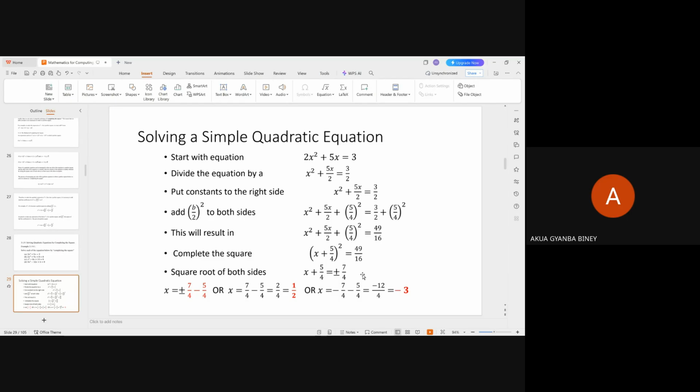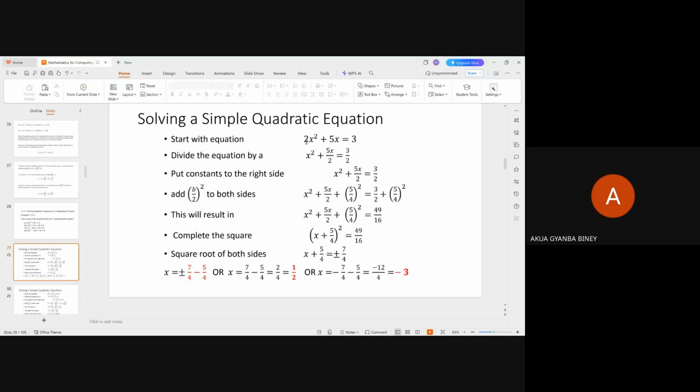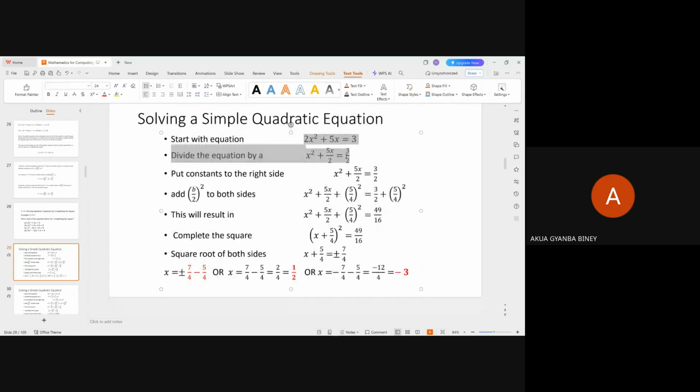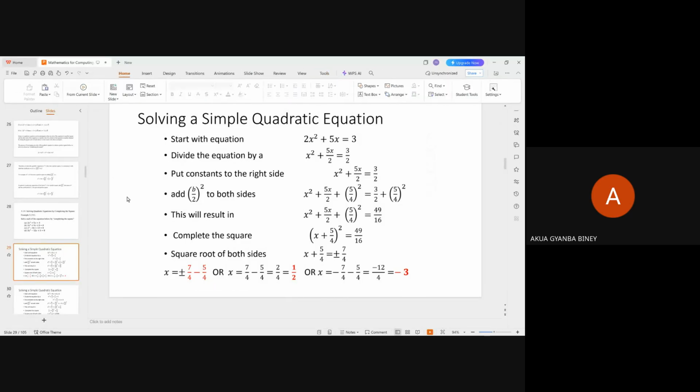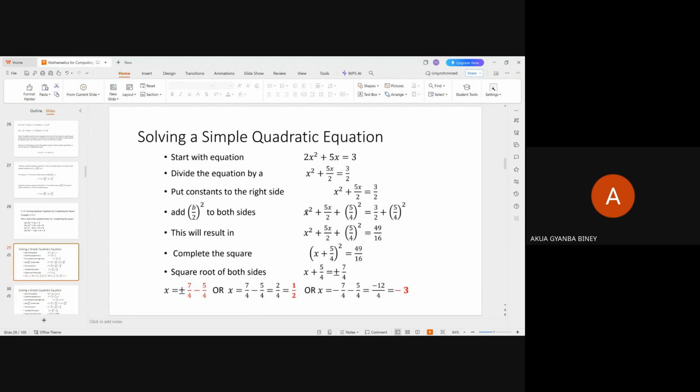So this is a simple way. If you can keep these steps in mind, you are good to go. So this is the equation that was given: 2x squared plus 5x equals 3. The very first one, 2x squared plus 5x equals 3.